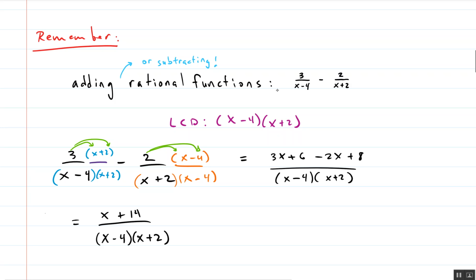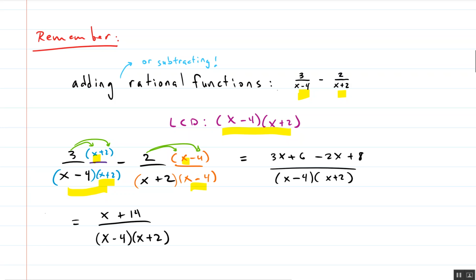So if we start with 3/(x minus 4), and we're going to subtract from that 2/(x plus 2), then again, we've got to get a common denominator. And our common denominator, since x minus 4 and x plus 2 don't have anything in common, we multiply them together, and that gives us our common denominator. So as we're looking at the common denominator, our first term, the 3/(x minus 4), is missing the x plus 2. So we'll multiply top and bottom by x plus 2. The second term, the 2/(x plus 2), is missing the x minus 4. So we'll multiply top and bottom by x minus 4.